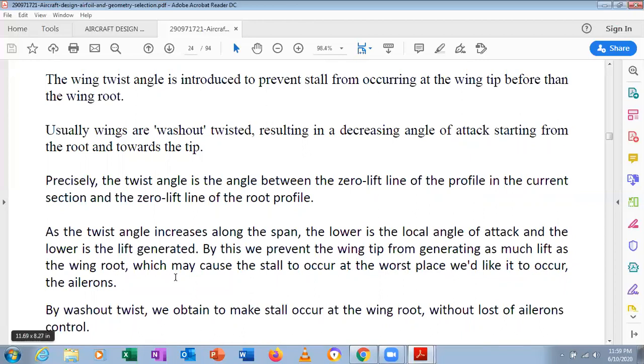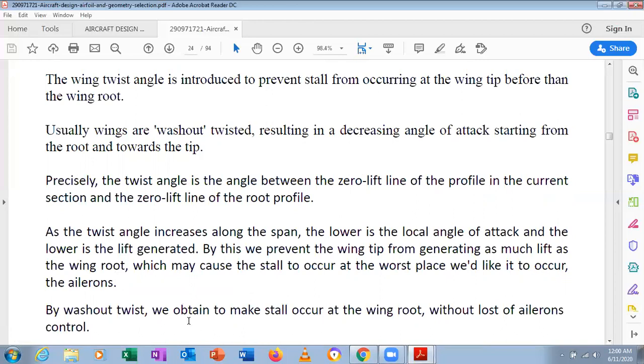So what is the wing root? It is the part towards the fuselage that is called the wing root, and towards the other end it is called the wing tip. So a twist will be induced to reduce the stall. How are we going to reduce the stall? By inducing the twist angle.